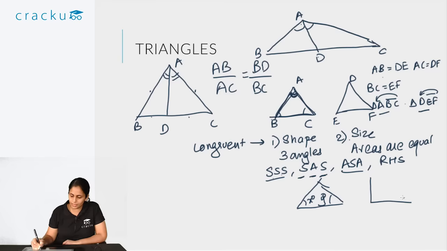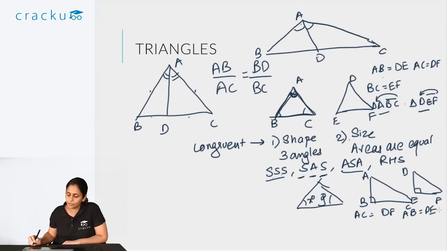The RHS property says that for two right angle triangles, say ABC is a right angle triangle and DEF is a right angle triangle, if the hypotenuse of one triangle is equal to the hypotenuse of the other triangle and one of the other sides is equal, so AB is equal to DE, then we can say that ABC is congruent to DEF.